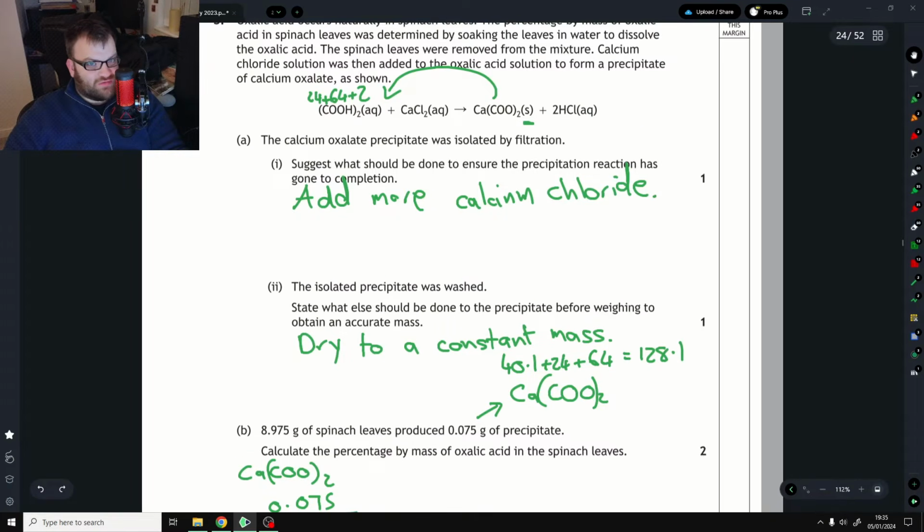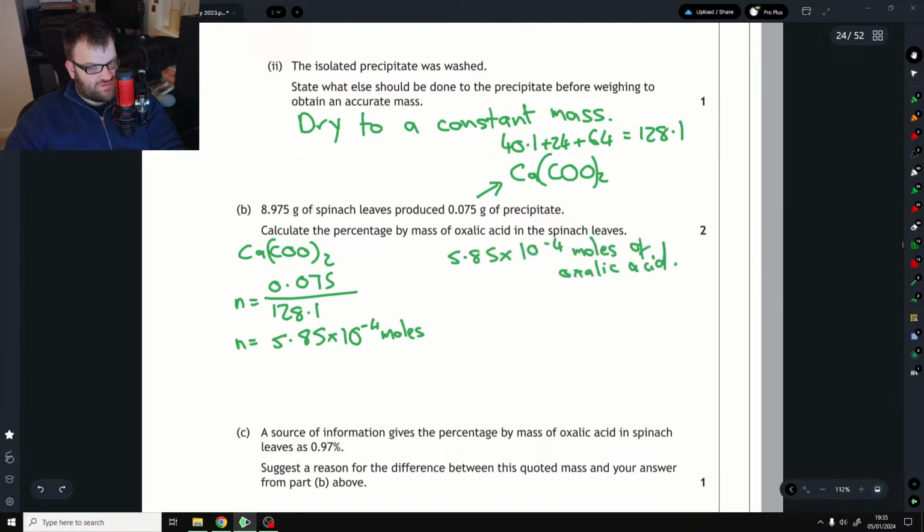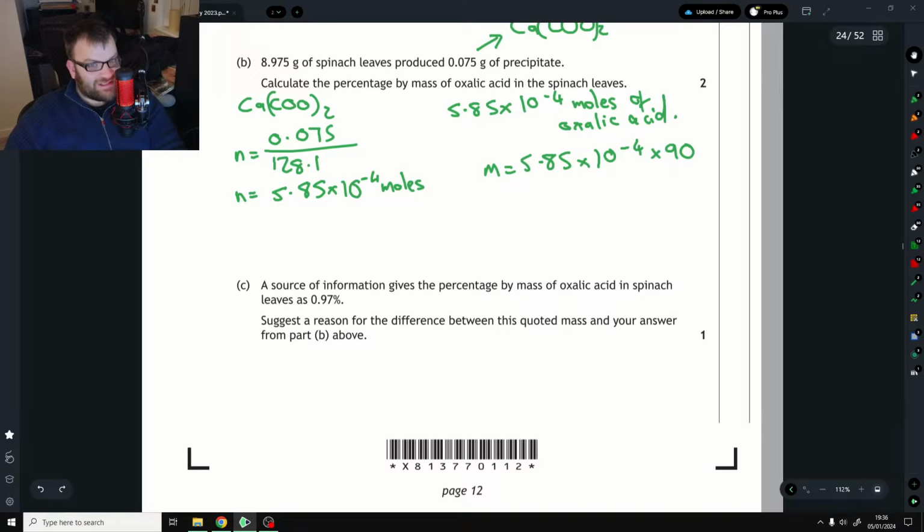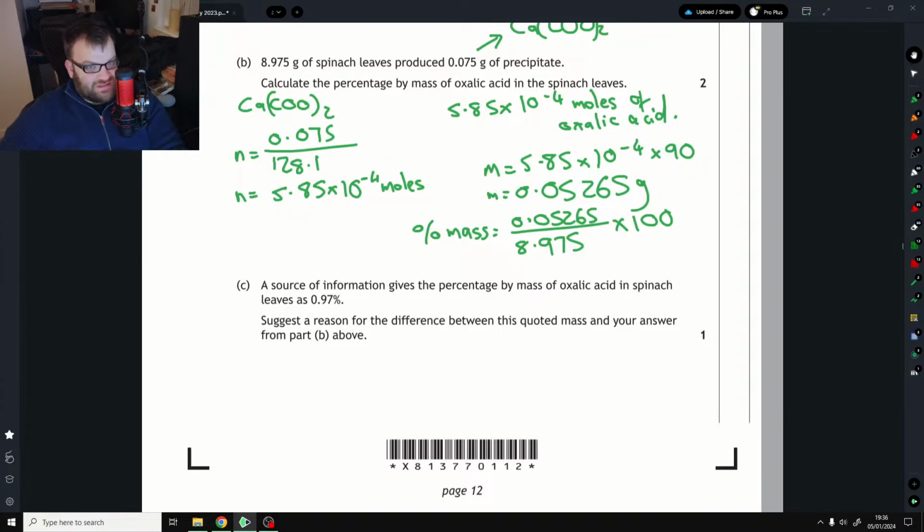You look at your relationship, you have a 1-to-1 ratio. So if you've got that many moles of the oxalate, you'll have that many moles of oxalic acid. GFM of oxalic acid, it's up at the top there, that gives you 90. Work out the mass of oxalic acid that corresponds to, 0.05265. Percentage by mass, we take that mass, divide it by the mass of the spinach leaves, 8.975 times 100, and you get 0.59%. Very small value, but there is only a little bit of precipitate that we are making.